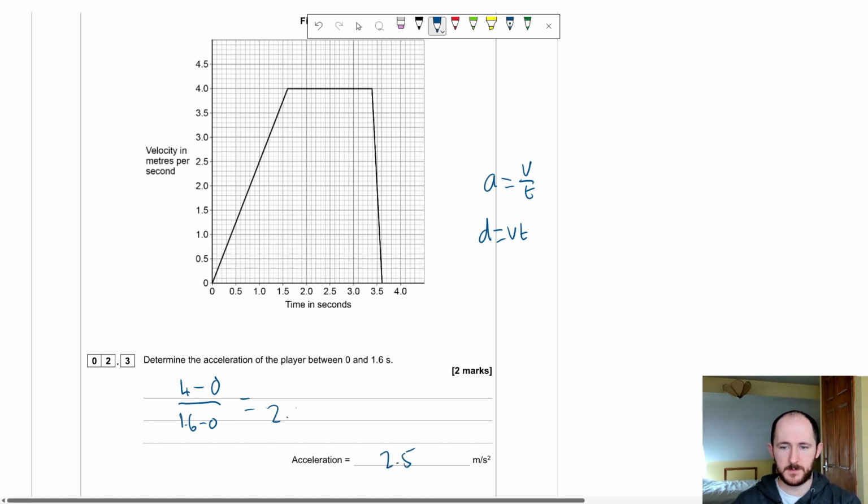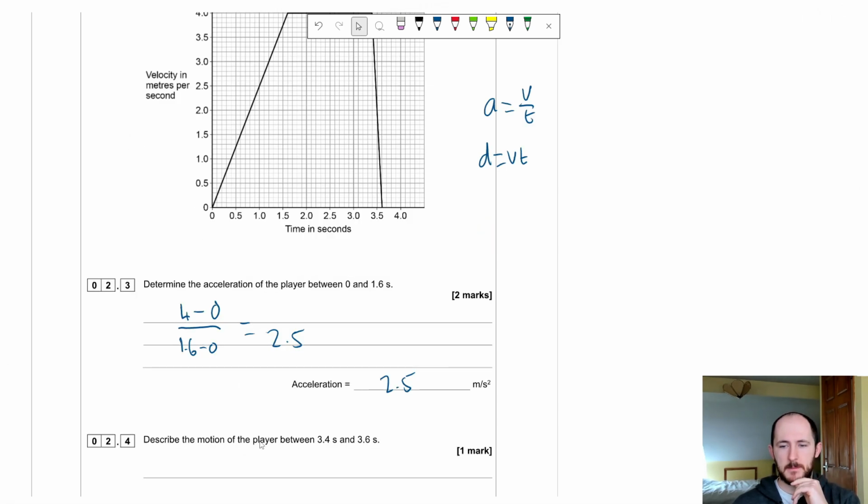For 2 marks, I think that's pretty reasonable, but again, you need to use those tricks, finding the gradient, finding the area, which one makes the most sense for what you need to do. With something like this, it's always going to be either the area or the gradient. If it's acceleration, it's always the gradient of the velocity time graph.